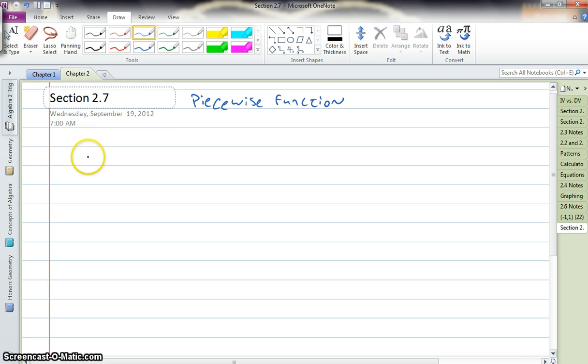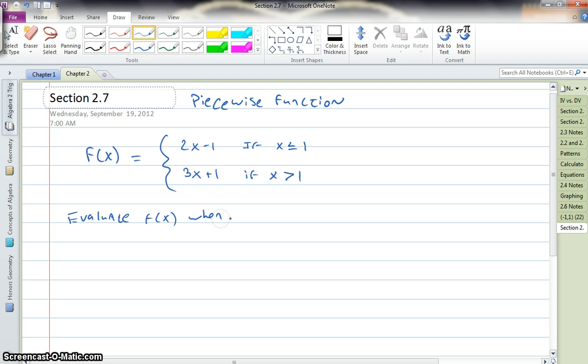So a lot of times they're going to be written in function notation like this. f of x equals 2x minus 1 if x is less than or equal to 1. Then they'll give you a second function that's f of x equals 3x plus 1 if x is greater than 1. And it'll say evaluate f of x when, let's say, x is 0 and x is 5.